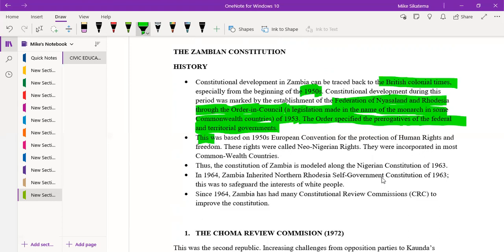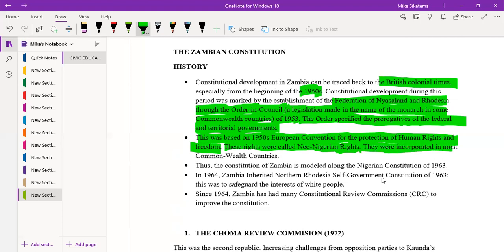Like I said, Nigeria, so this was based on the 1950s European Convention for the Protection of Human Rights and Freedoms. Because the world was evolving, and they wanted to seem like they were trying to protect human rights, but in fact, it was still for the benefit of the whites at the time. So these rights were called, very racist somehow, neo-Nigerian rights. And they were incorporated in most of the Commonwealth countries, Zambia and Nigeria being part of the Commonwealth. Thus, the Constitution of Zambia is modeled along the lines of the Nigerian Constitution of 1963.